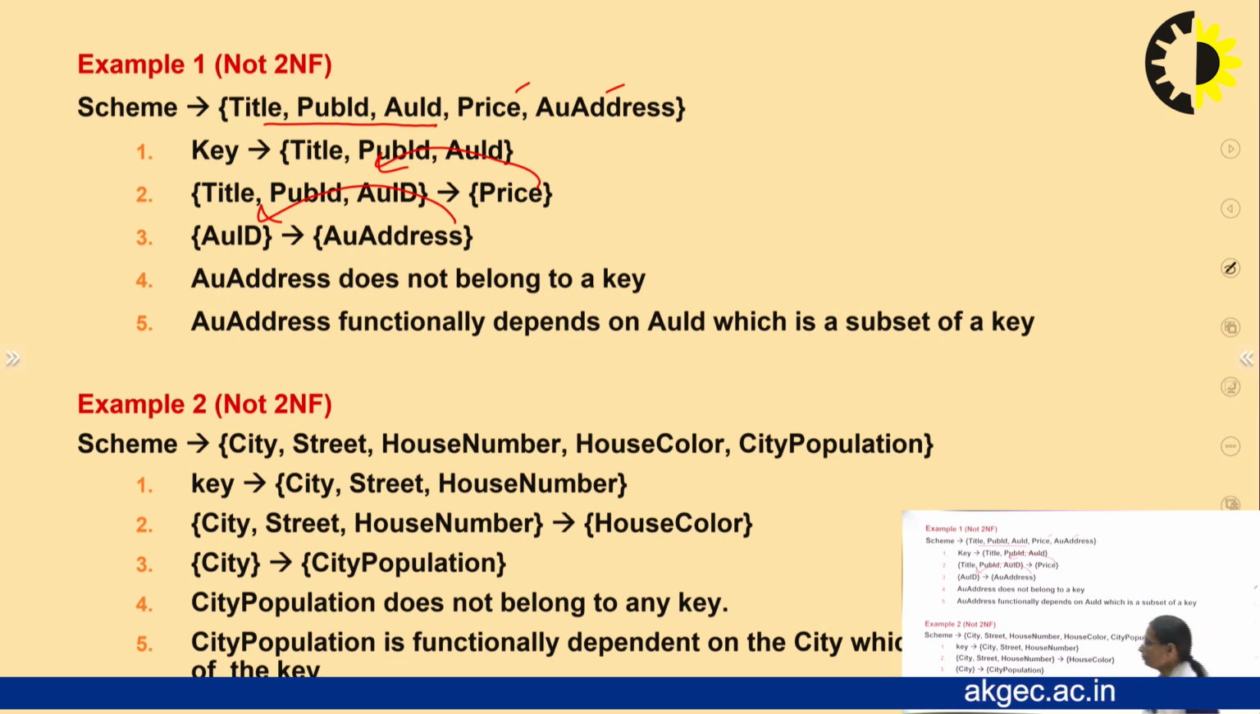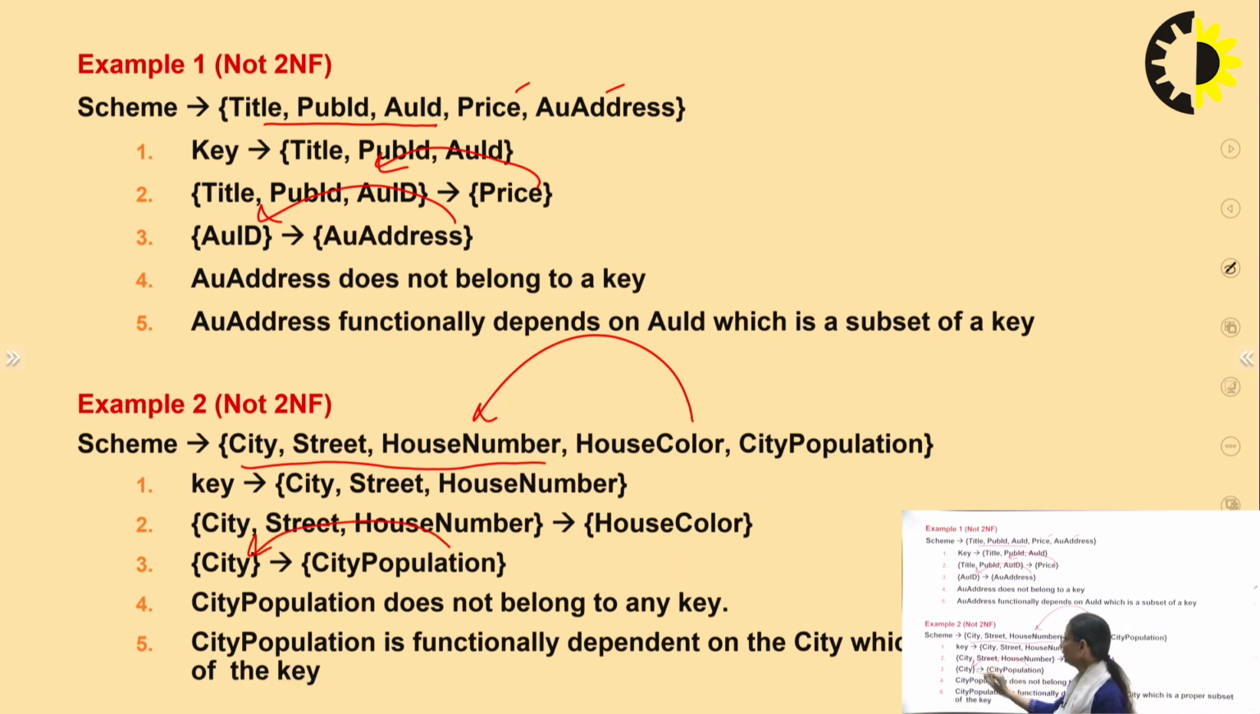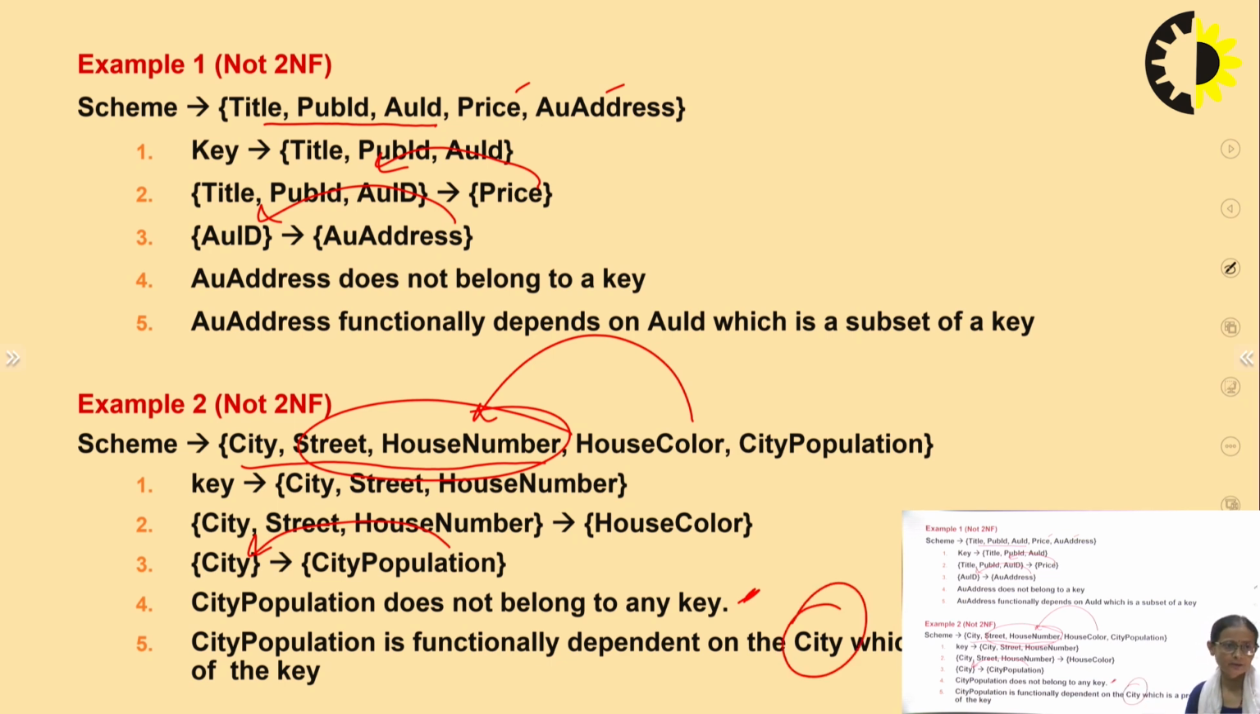Similarly, this is another example. Here we have the keys city, street and house number. Now, the house color depends on all these attributes which are part of my candidate key, whereas city population is dependent only on the city. It is not dependent on the other two attributes. City population does not belong to any key; it is a non-prime attribute depending only on the city, which is a proper subset of my candidate key. So again, this is not in 2NF.